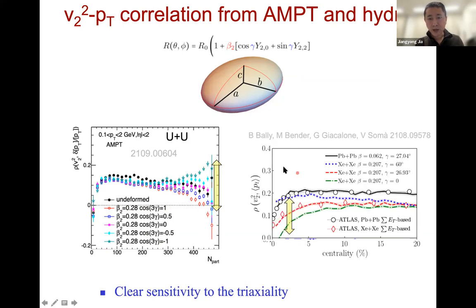Okay. And the recent calculation done by Giuliano and his nuclear structure colleagues, what they did is that they take the realistic nuclear structure calculation as an input for their global model. Actually, it's a Trento model, and they show that the V2-PT correlation in the xenon-129 at the LHC is very sensitive to the triaxiality, and the value that ATLAS measured for the V2-PT correlation actually prefers almost a pure triaxial shape, okay? And for the xenon-129, this is very interesting.